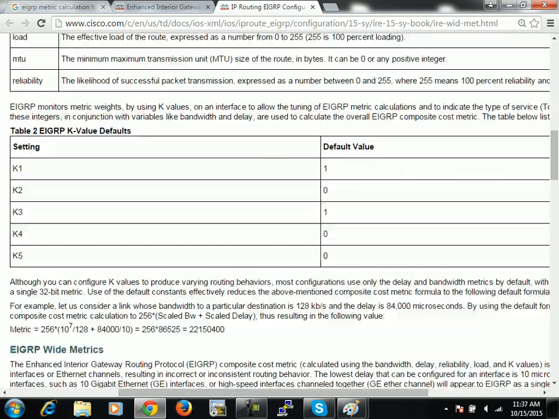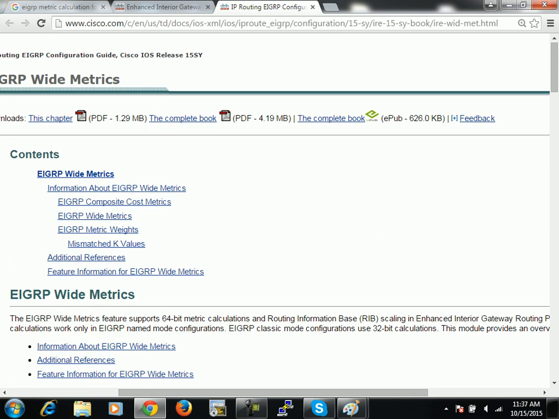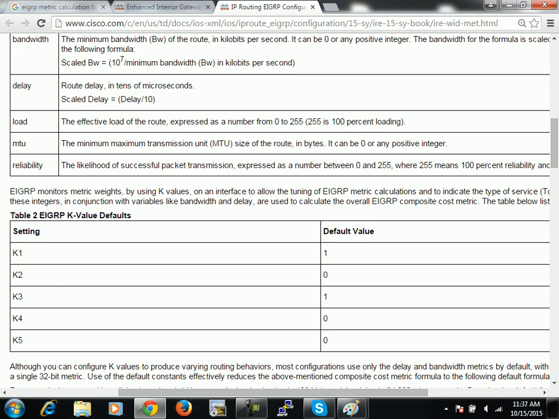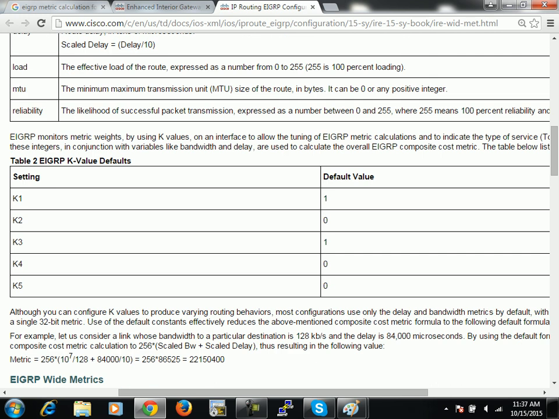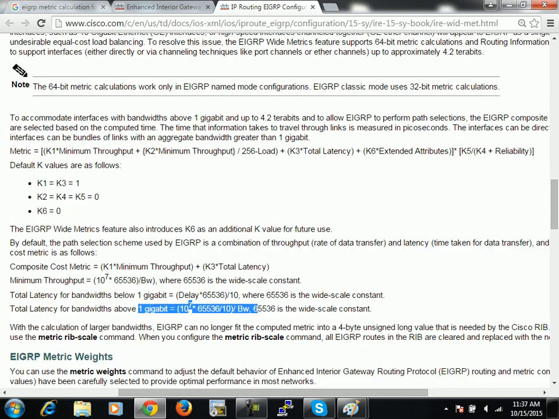That's the only thing. That's all about your white matrix. If you want to ask anything else related to white matrix or classic matrix, please let me know. I taught you the metric calculation formula for classic mode as well as for white matrix for named mode. And remember, these white matrix will be supported in named mode only, not in classic mode.